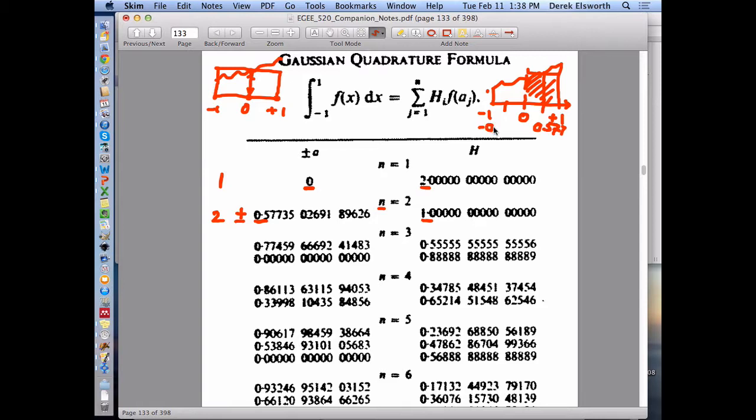And so the height of that is this. Then you'd end up with a different box. The heights of those, the areas of those two boxes added together, give you the integral. So an integral is just the area under a curve. It's nothing more than that.